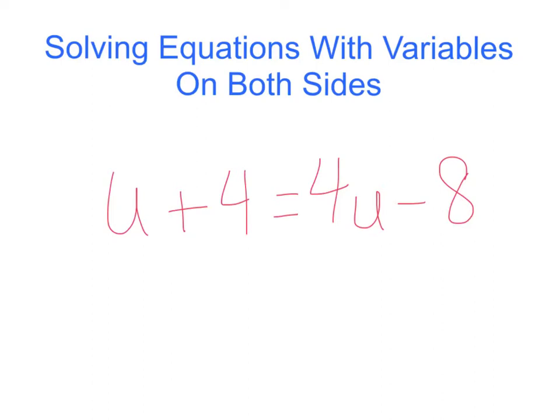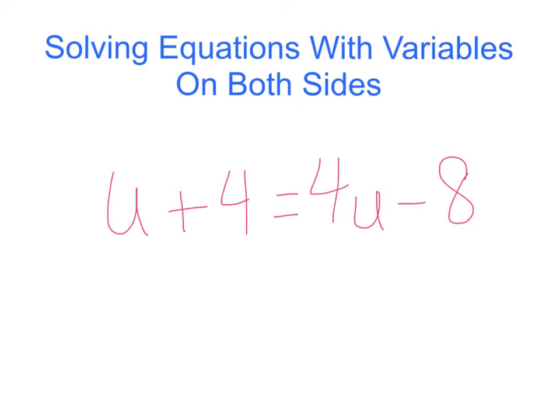And then you got to think about it. I was like, well, if I've got u over here and over here, how do I find out what u is? And that's exactly what we're trying to find out. So I would say that the first step you want to do is to get all of your variables on the same side of the equation, meaning you're going to have to move this over here or this over here.